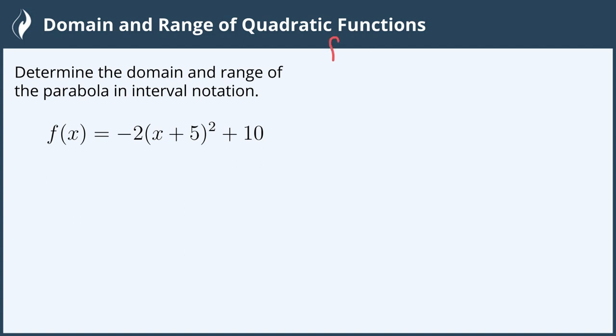Vertex form is f(x) = a(x - h)² + k, with a vertex at (h, k). Noticing that there's a subtraction here, but the h is positive here. So we need to change our equation to match that to find our vertex. That'll help us determine the domain and the range.